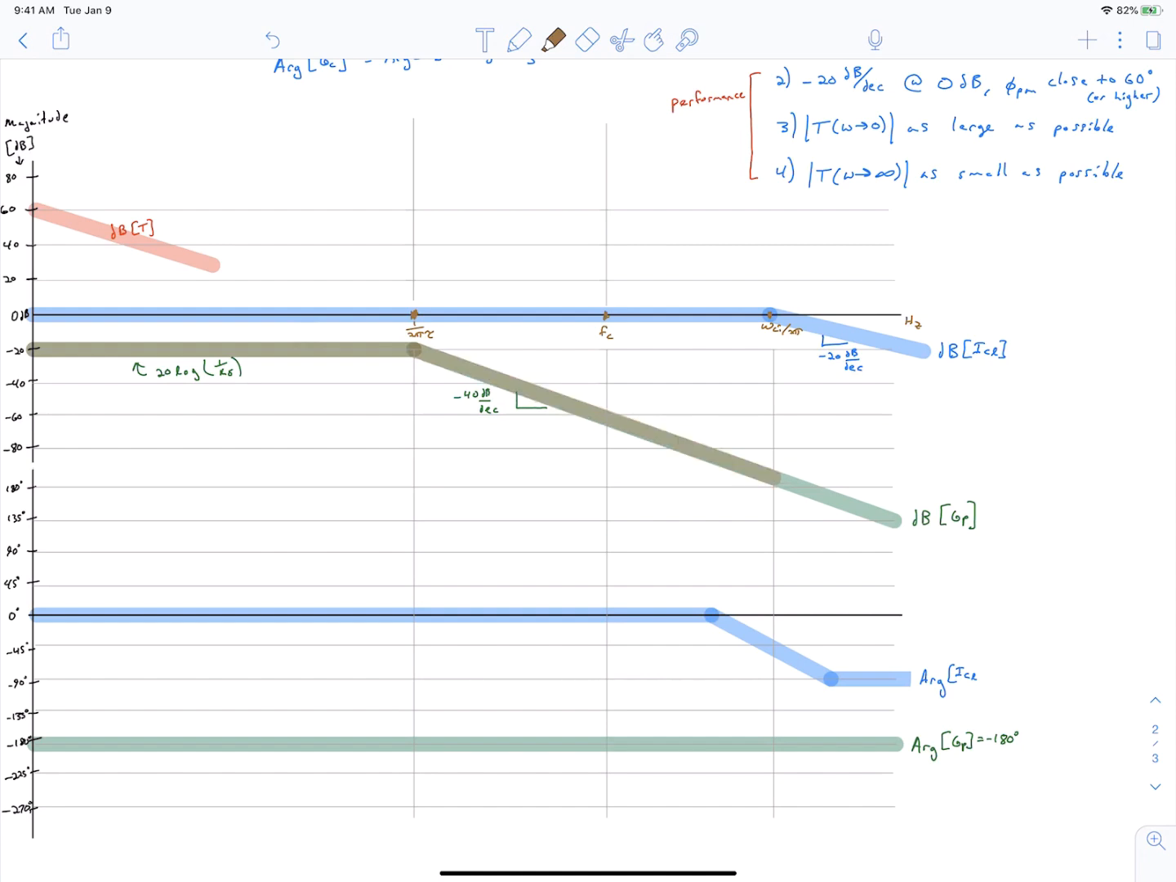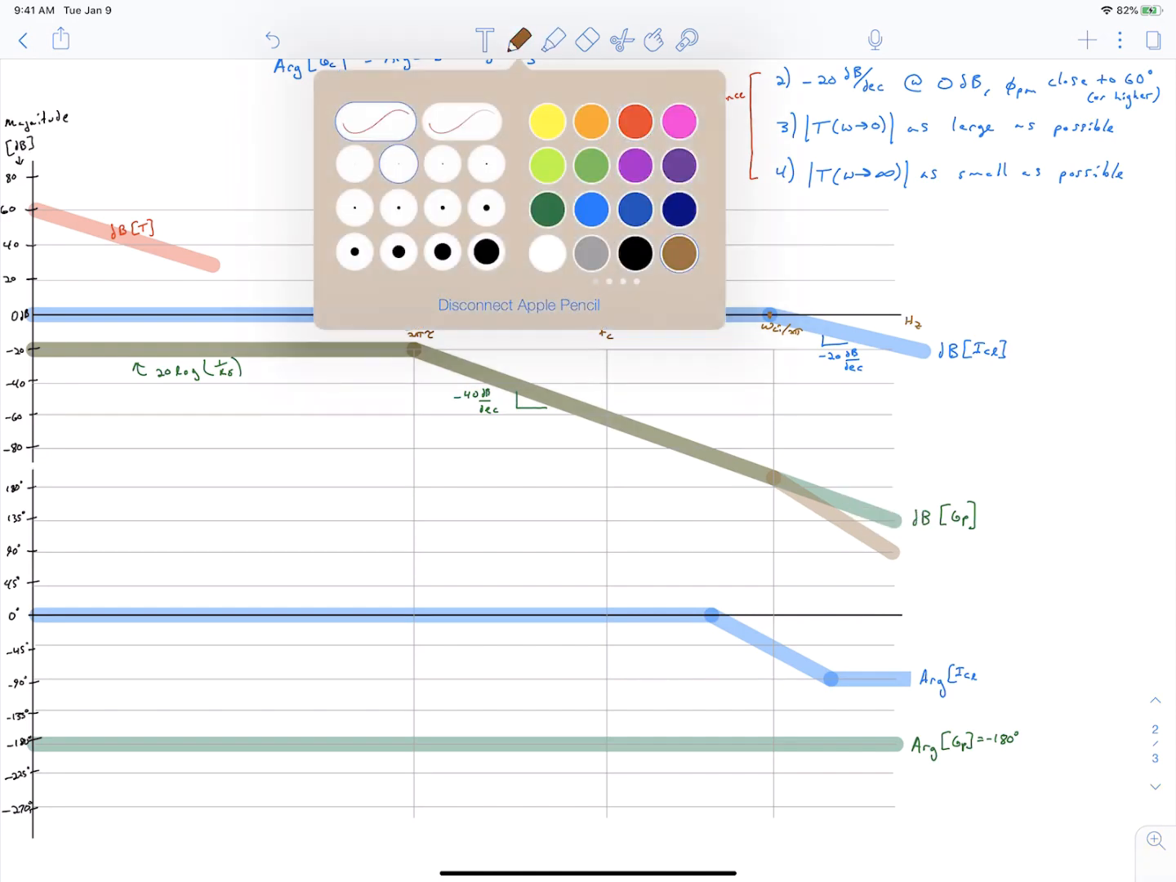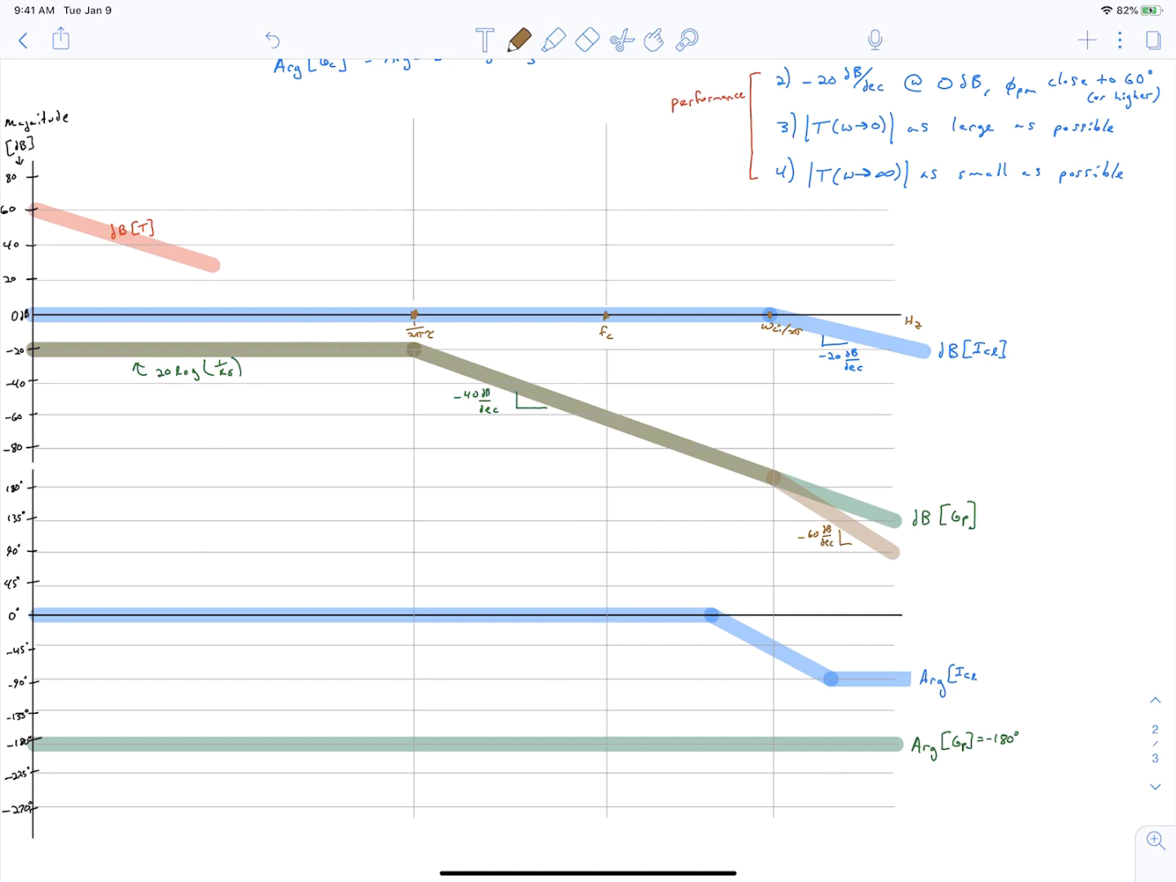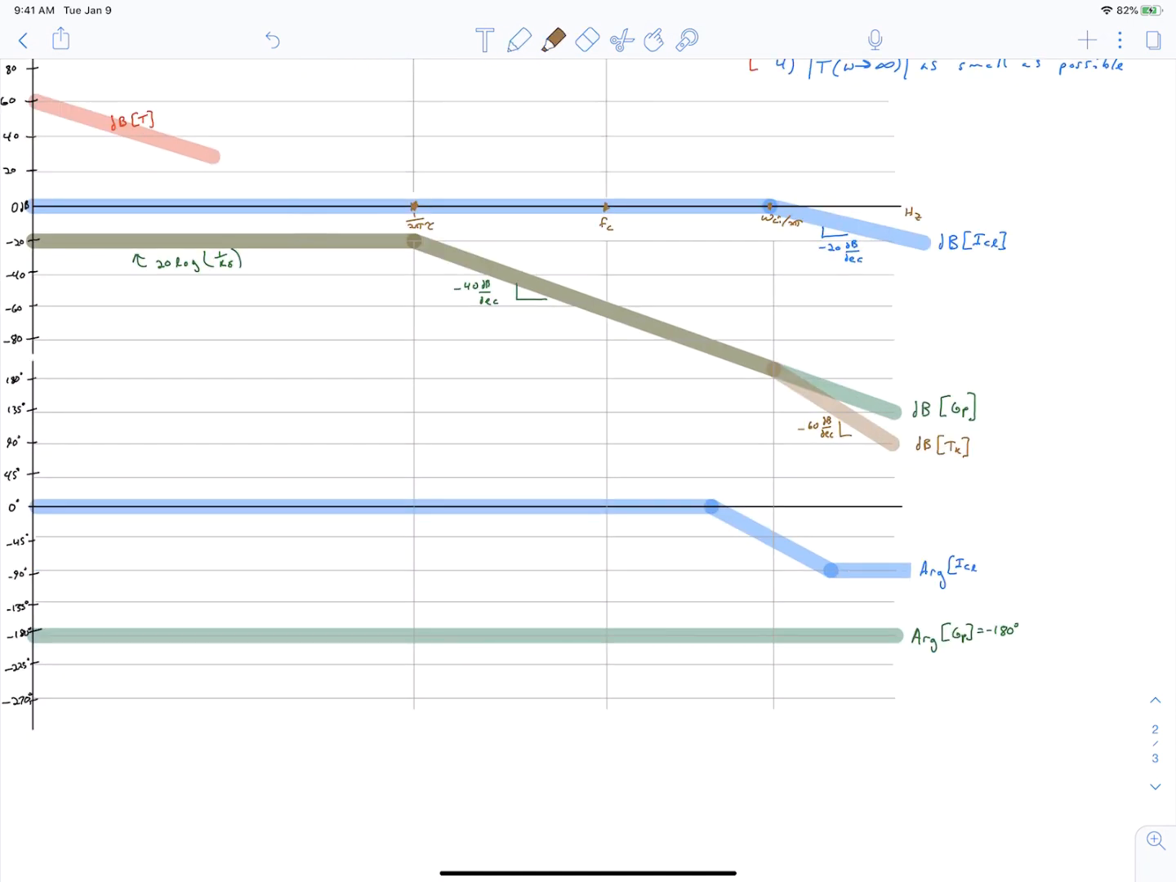It's going to be totally overlapping the green one until we get to that pole of our current regulator, and then it's going to start to decrease at negative 60 decibels per decade. And if we add our phase angles, we're going to get this until we actually decrease to negative 270 degrees due to the pole of our current regulator.